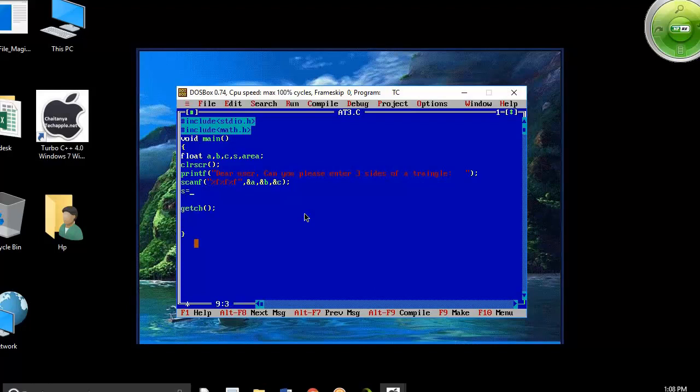Let us calculate the s. s equals, in brackets, a plus b plus c, bracket complete, divided by 2. Don't forget the semicolon. Next, calculate the area. Area equals sqrt, bracket and bracket. This is the innermost bracket. Sorry, s into, next, s minus a. Next, another bracket, s minus b. Next. Okay, I hope you are understanding and you are following.